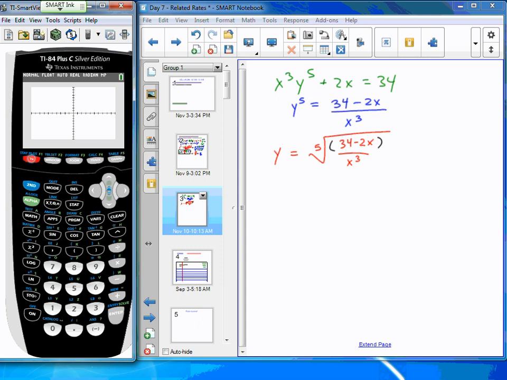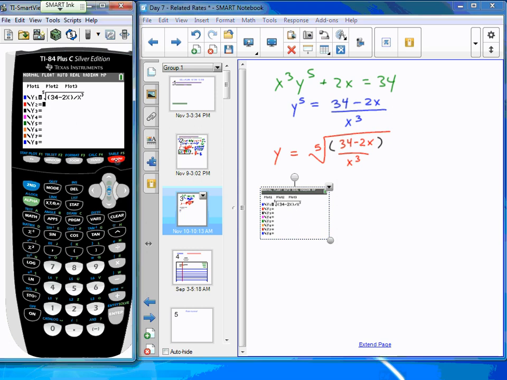So let's go ahead and enter our function. Remember, we can pull up an nth root by doing math 5. So I'm going to tell the calculator what kind of root I want. I want a 5th root, math 5 for xth root. Inside, I want parentheses for my numerator, 34 minus 2x, close numerator, divided by, on the bottom I want x cubed, so x math 3. I could always use the caret, but I think the cubing shortcut key is pretty handy, so I always do math 3 for cubing, because we can. And I'll go ahead and see what that looks like.